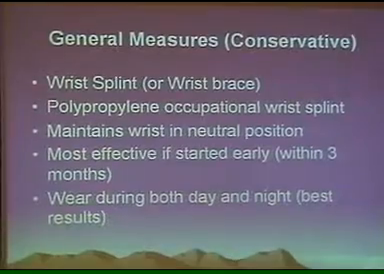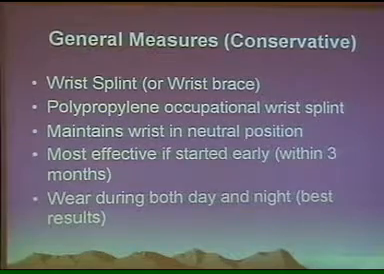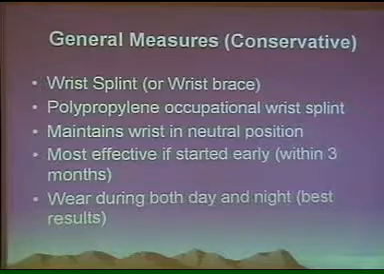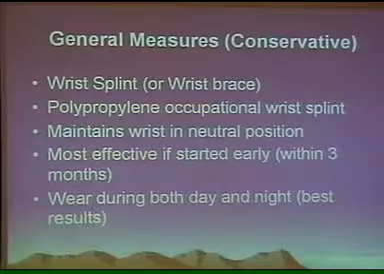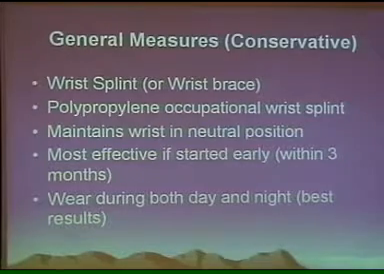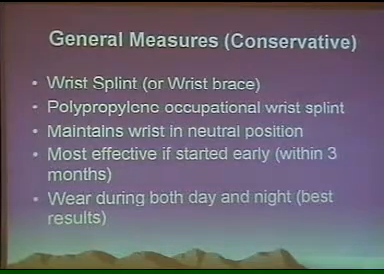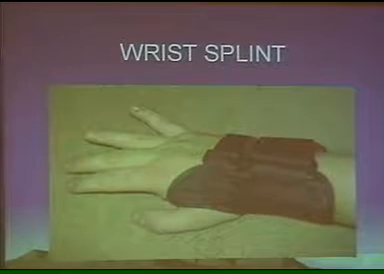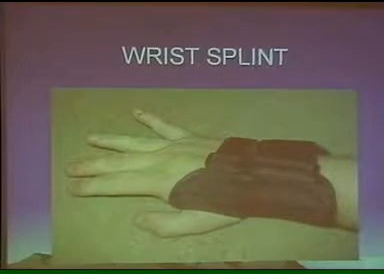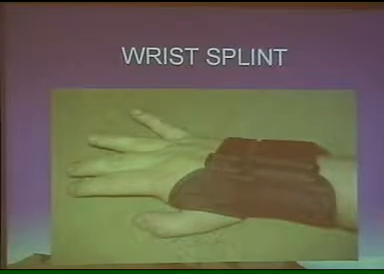Next, please. We give them a wrist splint, and the wrist splint is to maintain the wrist in the neutral position. These measures only matter for a temporary period really. Next, please. This is the wrist splint which we prescribe for a temporary time for carpal tunnel syndrome.